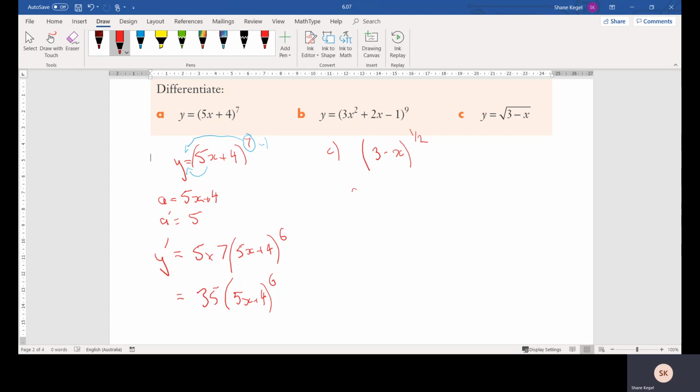So I need to find the derivative of my brackets first. So 3 take x, if that was a, the derivative of a is just -1. Remember the constant cancels out. So therefore, y dash, which is the derivative of my original function, equals the derivative of my function inside, which we found was -1. Bring my power down times a half. Keep everything that's in the brackets, 3 minus x, and take 1 from the power. So a half minus 1 gives me minus a half, doesn't it? Yep.